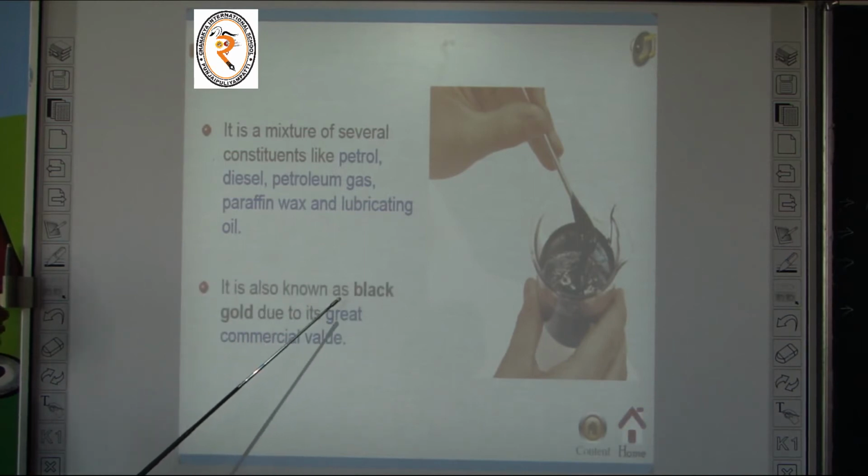It is also known as black gold due to its great commercial value. So the other name of petroleum is black gold. Why? Because it is used everywhere. So it is known as black gold.